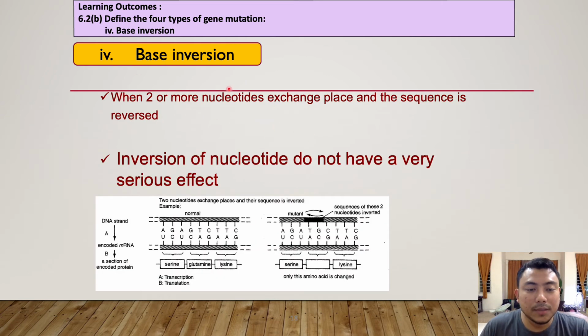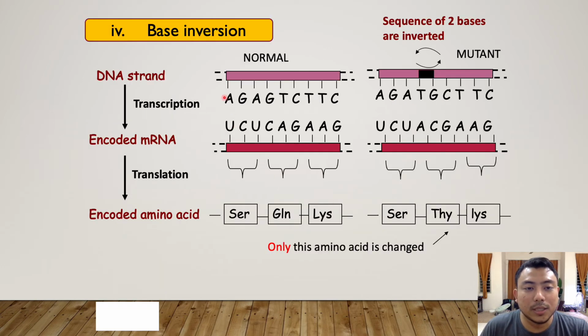And base inversion is when two or more nucleotides exchange place and the sequence is reversed. Inversion of nucleotide does not have a very serious effect. Dia hanya ada efek pada paling kurang dua amino acid yang terlibat sahajalah. So this diagram shows you the base inversion. This is the normal DNA strand and this is the mRNA. So these are the encoded amino acids. However, after the base inversion, these are the amino acids being encoded.